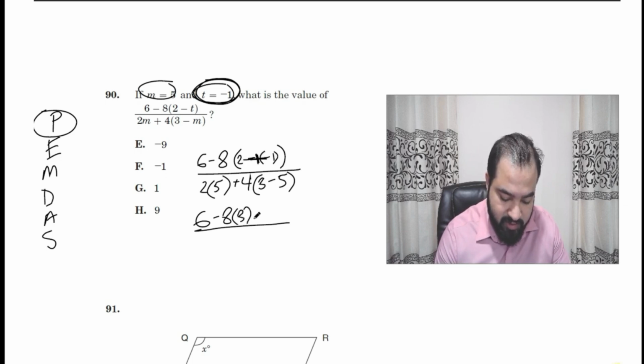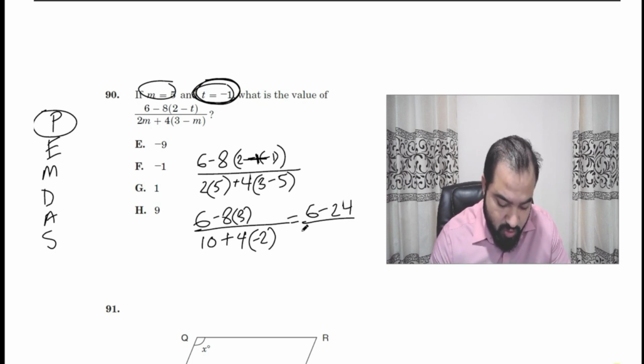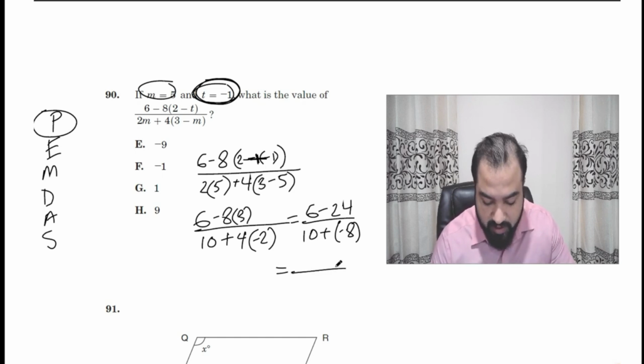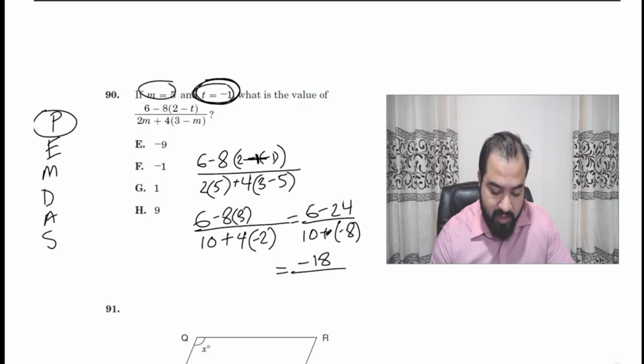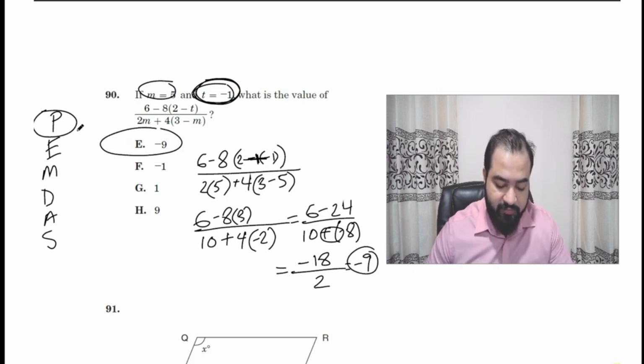So 8 times 3. At the bottom we have 5 times 2, 10, plus we have a 4, and 3 minus 5 is negative 2. All right. So now we have 6 minus 3 times 8, which is 24, over 10 plus 4 times negative 2, which is negative 8. We can write negative 8. Now 6 minus 24 is negative 18. And here plus and minus is minus, so 10 minus 8 is 2. If we divide, we get negative 9. So the answer is negative 9.